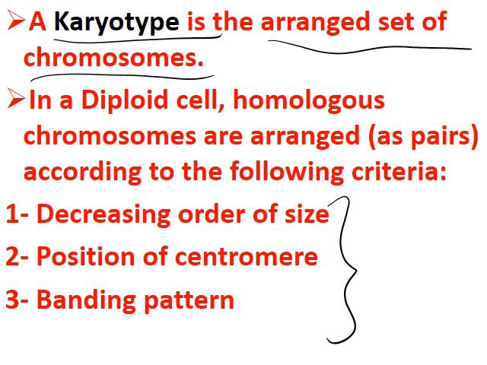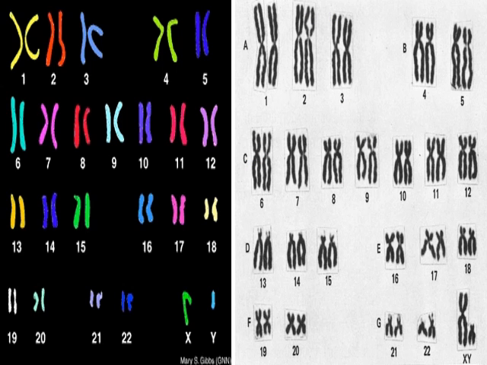You have to know that they are arranged according to the decreasing order of size, according to the position of the centromere, and according to the banding pattern. This is a question, sure you're going to have a similar one in your exam. This is a karyotype showing the different chromosomes. Chromosome number 1, 2, 3, 4, leading to 22. So 22 pairs plus the sex chromosomes here. For example, this is XY, so this goes for a male because we have Y. So this is a male.